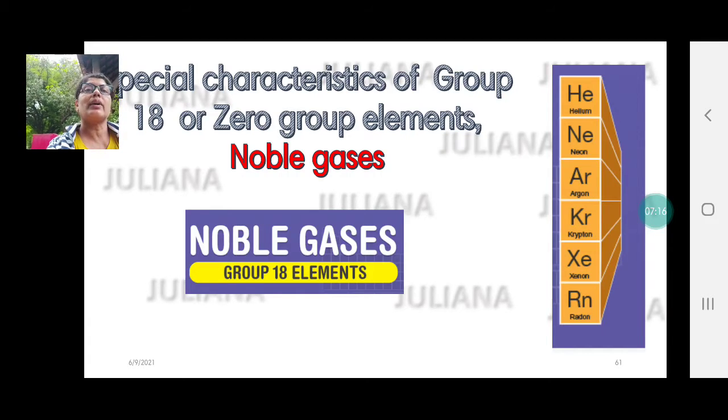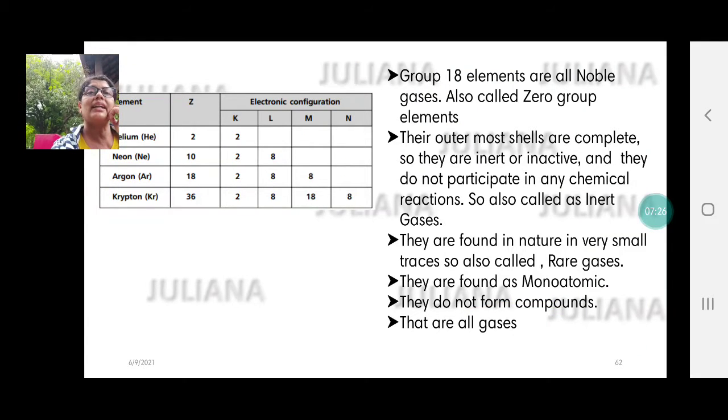And the last one is group 18, also called the zero group elements or the noble gases, like helium, neon, argon, krypton, xenon and radon. Group 18 elements are all noble gases. We have studied them already. They are zero group elements. Outermost shells are completely filled, so they are inert, they are inactive. They do not participate in any type of chemical reactions. So they are also called inert gases.